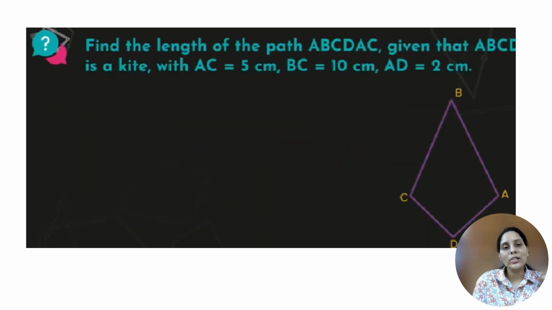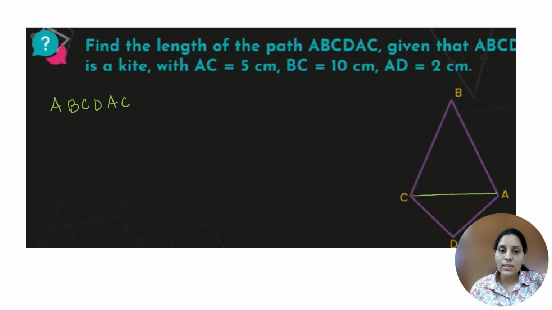Now last question. Find the length of the path ABCDAC. You need to find this path. Very easy. Given that ABCD is a kite, with AC 5, let me draw this. AC is 5, BC is 10 and AD is 2 centimeters. Since it is a kite, we know that adjacent sides are equal. So if this is 10, this is also 10. If this is 2, this will also be equal to 2.